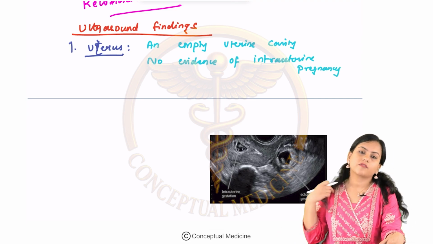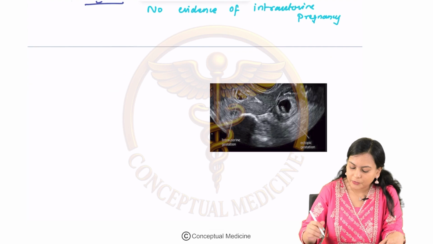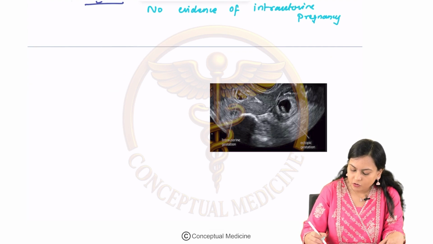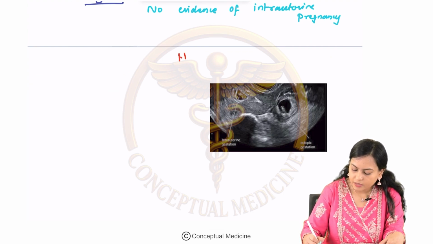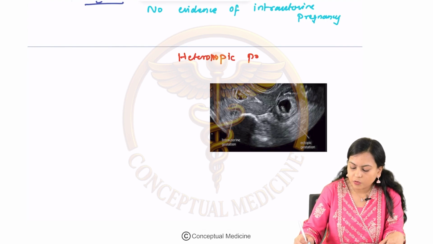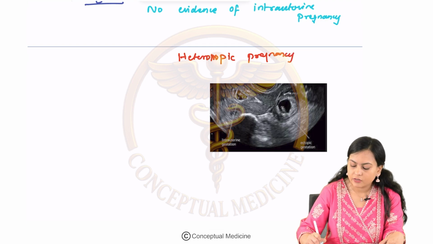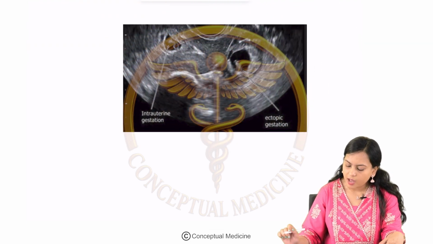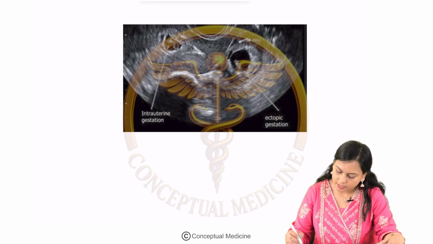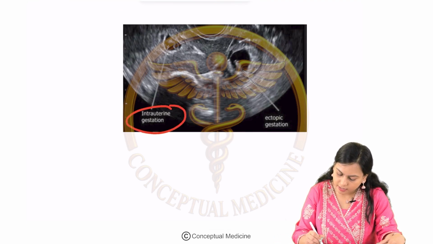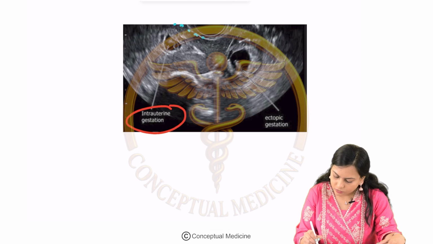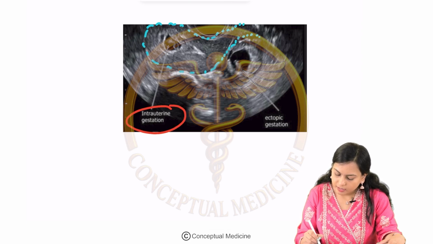But there is always an exception to any rule. So it is a heterotopic pregnancy in which you can see both intrauterine pregnancy and extrauterine pregnancy. Okay, so this is an ultrasound picture of a heterotopic pregnancy. See, this is the uterus. Can you see? This area is the uterus. This is the cervix. Are you able to see? So in that you have the uterine cavity here.